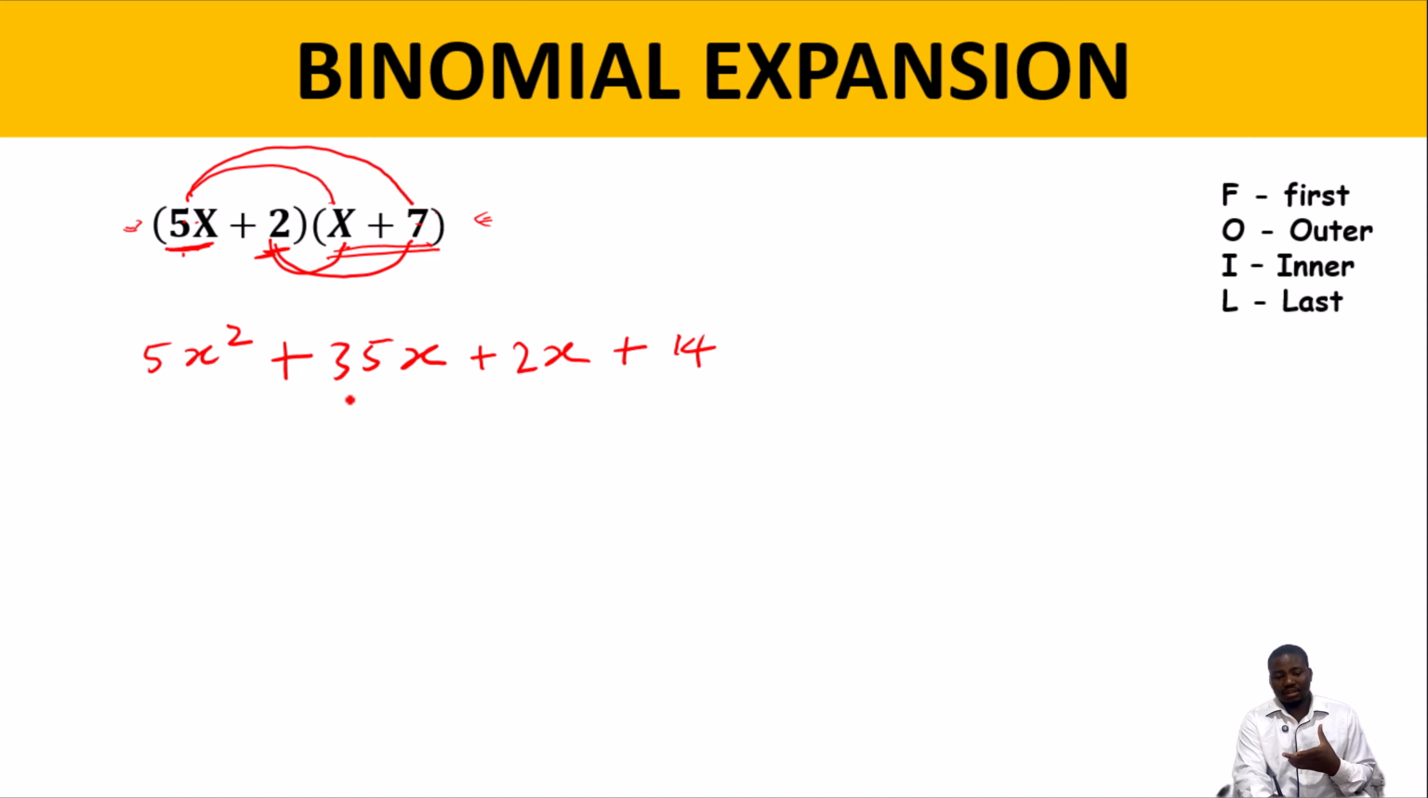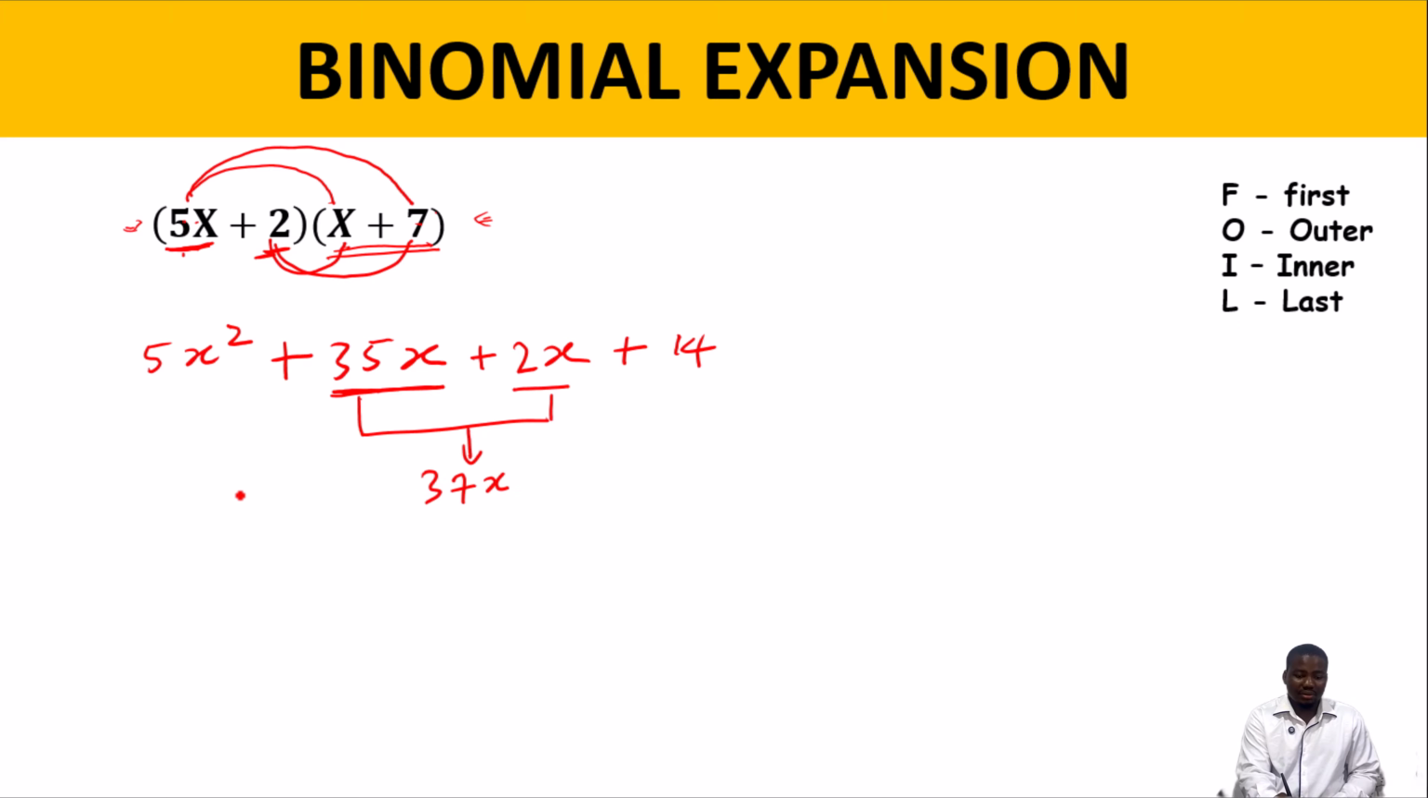For example, this is 35x and this is 2x. When you add them together, you get 37x. So you bring the other things down: 5x squared plus 37x plus 14. Light work.